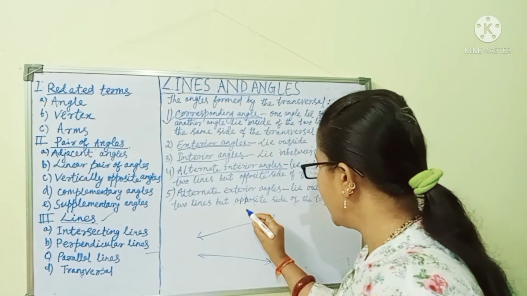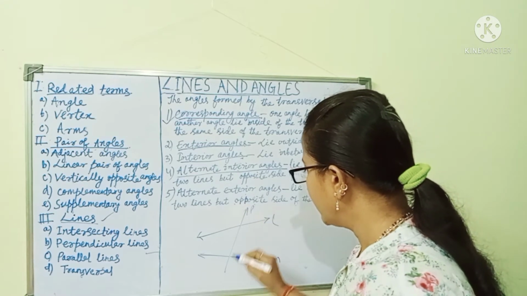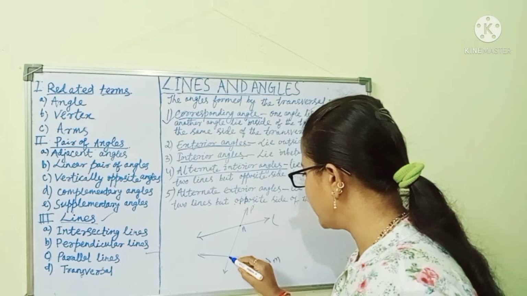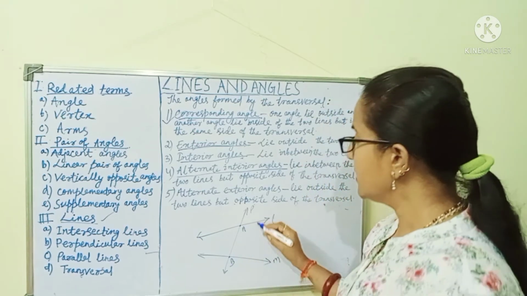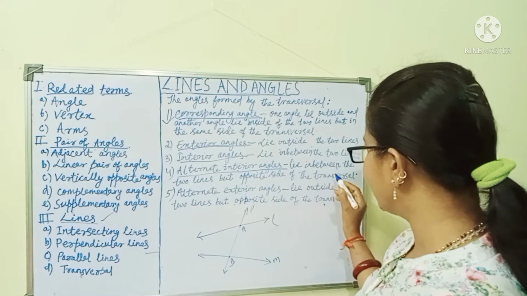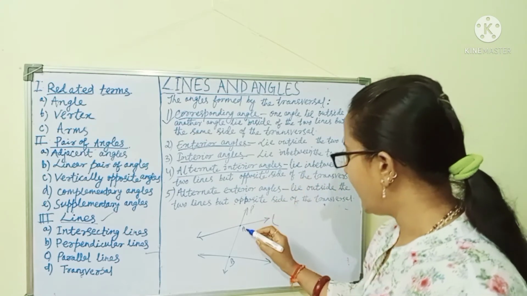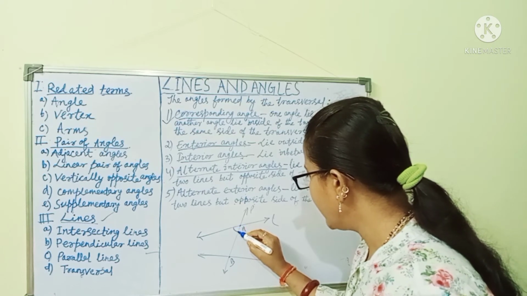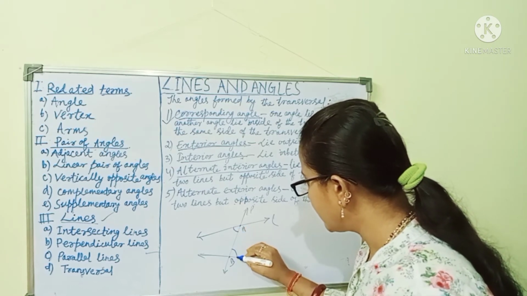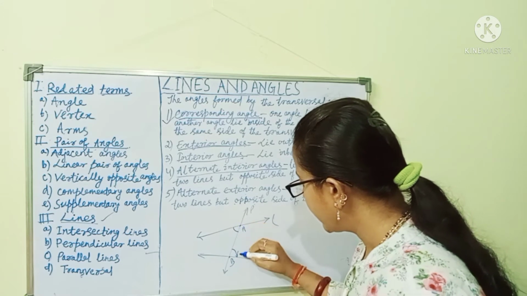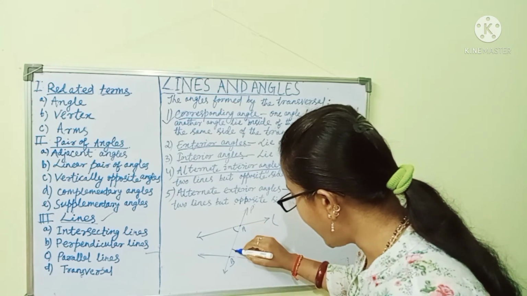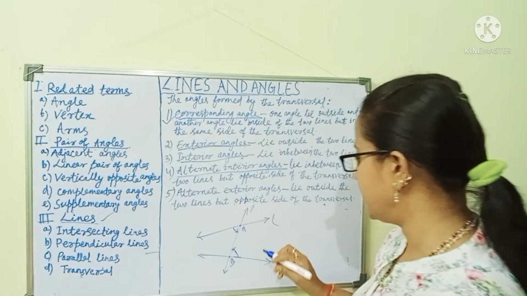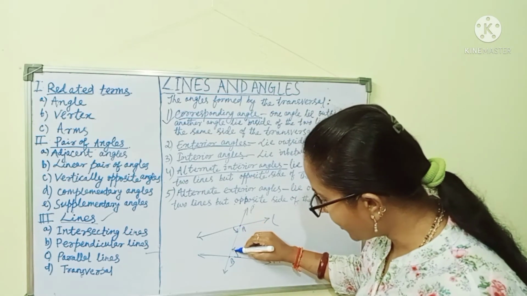Lines L and M and one transversal P cut across the two lines at the points A and B respectively. Then alternate interior angles lie between the lines. So if I consider this angle, okay? This arrow mark will be on this side, and here this arrow mark will be on this side. I will tell you how the arrow mark is assumed.